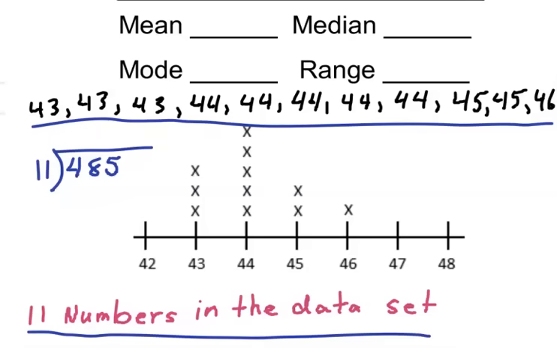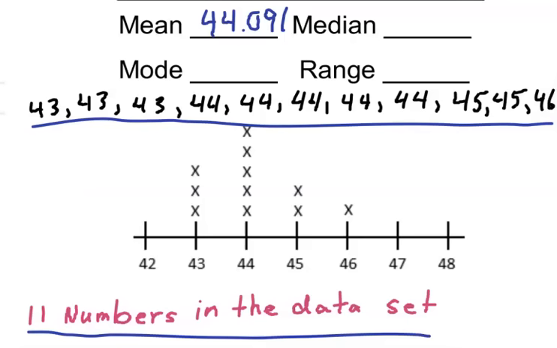So we're going to end up with a 44 point, let's say, 09. And since the next number after that is 9, we'll round it to 1. Okay, so it's going to be 0, then the next number is 9, so we're going to round the 0 up to 1. So there's our mean, 44.091.